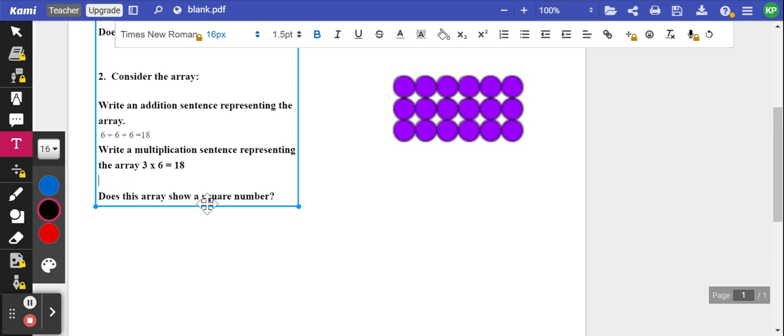The last one says, does this array show a square number? So are there the same number of rows as there are columns? And we can see that that's not the case because there are 3 rows and there are 6 columns going up and down. So this is not a square number, so my answer would be no.